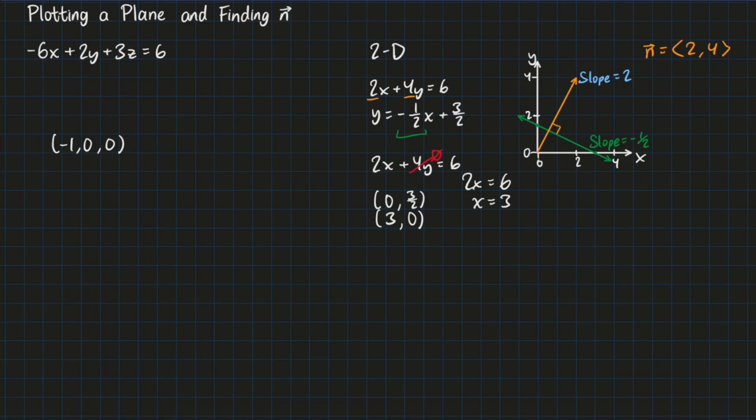Now let's zero out x and z. We are left with 2y equals 6, in which y equals 3 when x and z are equal to 0. So our second point is 0, 3, 0. And finally, we can plug in 0 for x and y. This term is 0 and this term is 0, so we're left with 3z equals 6, and that leaves us with z equals 2 when x and y are 0. So our third point is 0, 0, 2.